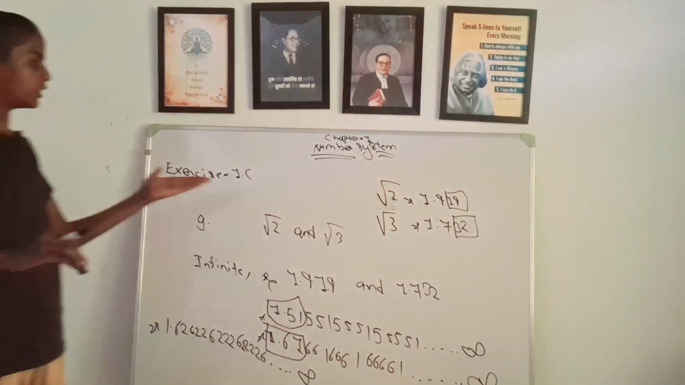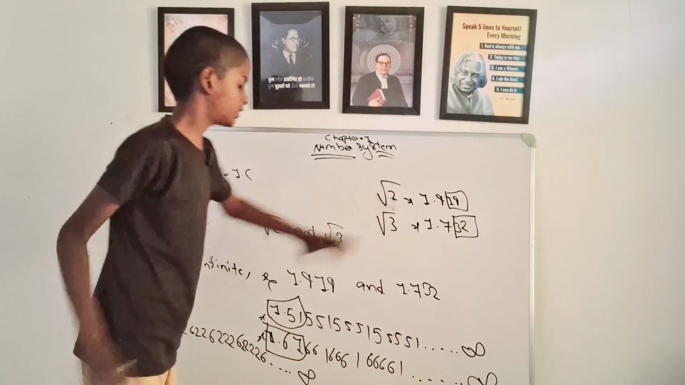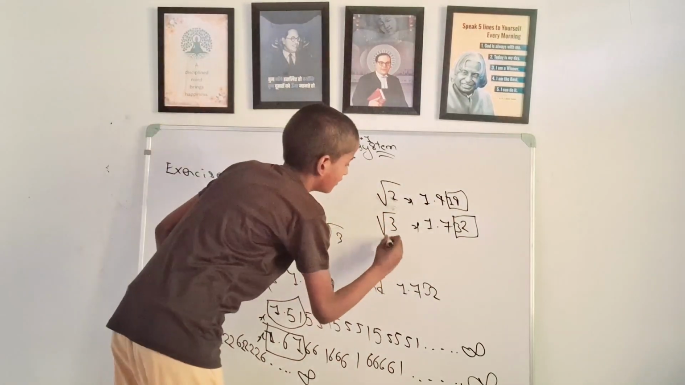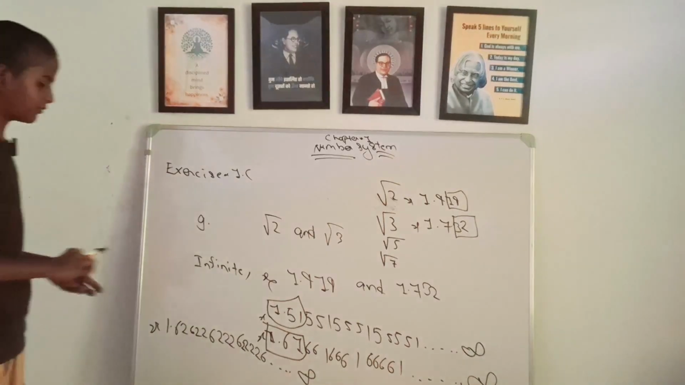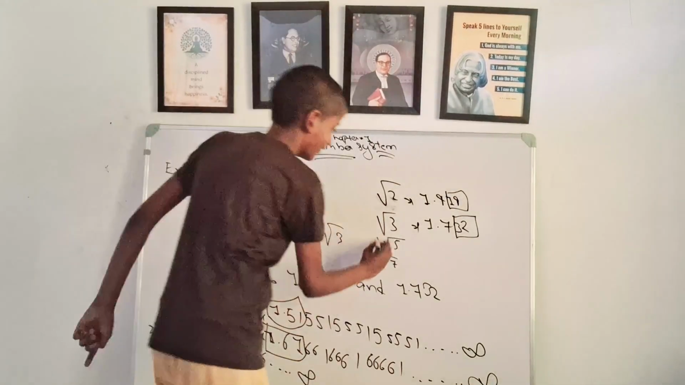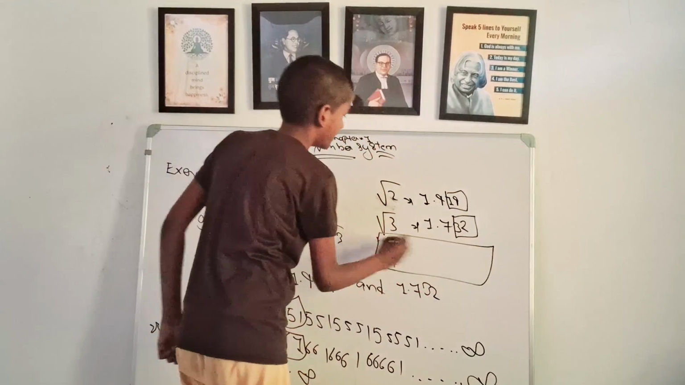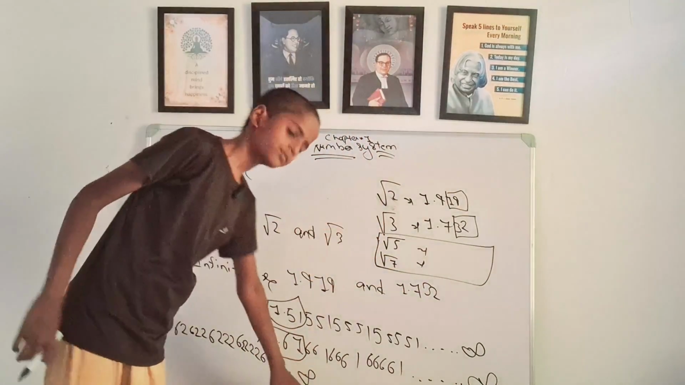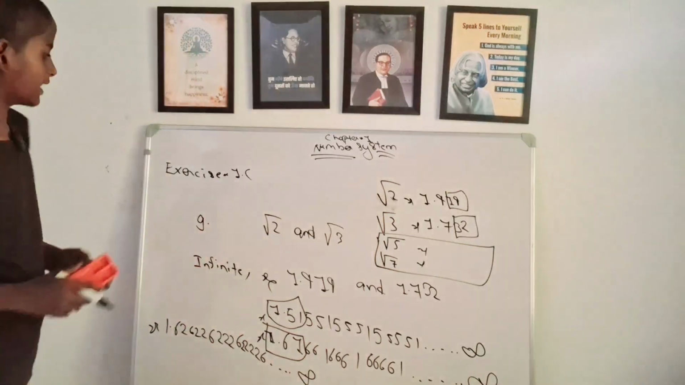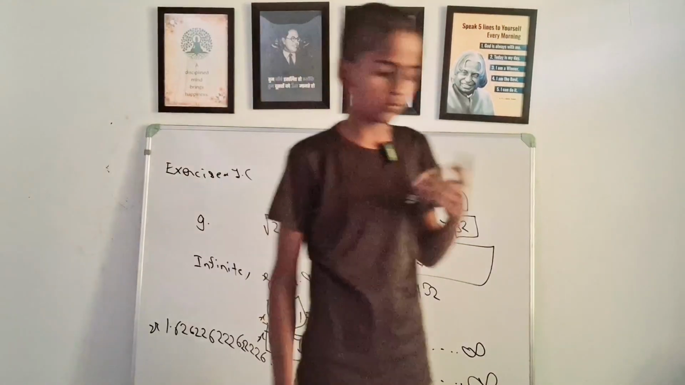We want to know the values of root 2, root 3, root 5, and root 7. If you have a doubt, find the values of root 5 and root 7, and please comment what the values of root 5 and root 7 are. So let's move to the next topic, our 10th question.